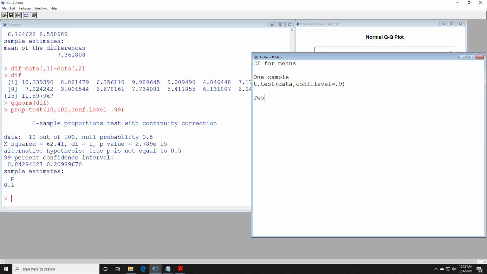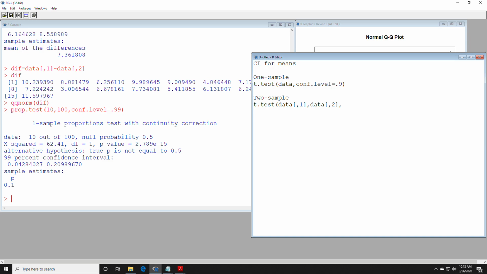Okay, so for two sample, we still use t.test, and we're basically going to need to put group 1 comma group 2. The difference is if these are stored in a matrix, which is commonly how I give it to you, you might have to put something like this: data, first column of my data set, comma, second column of my data set.